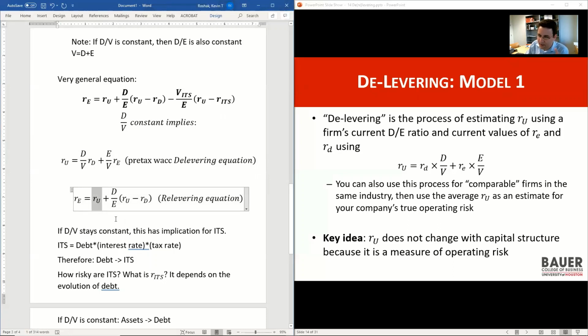So you know that your company is going to have a different capital structure than these other companies. So you have to adjust for all the capital structure effects on the discount rates. But once you have the discount rate on the assets and you know what your capital structure is, then you can figure out what the discount rate on your equity is going to be.